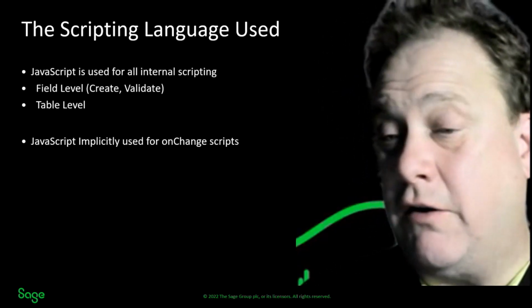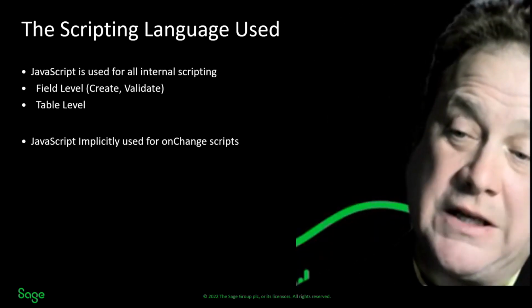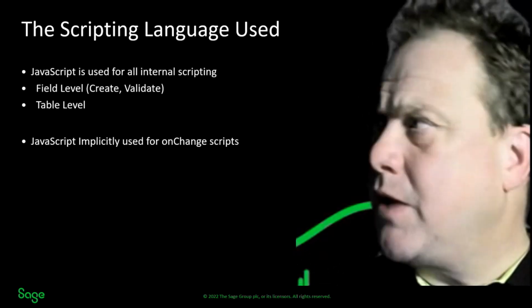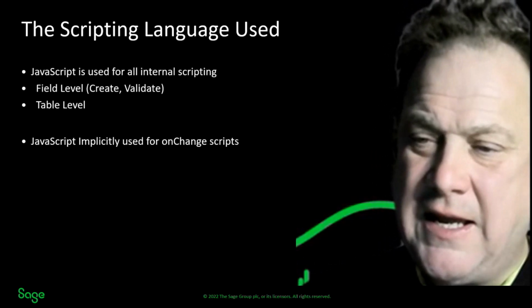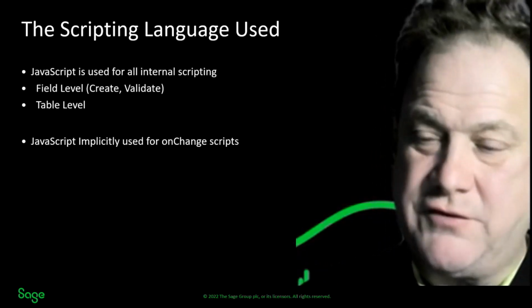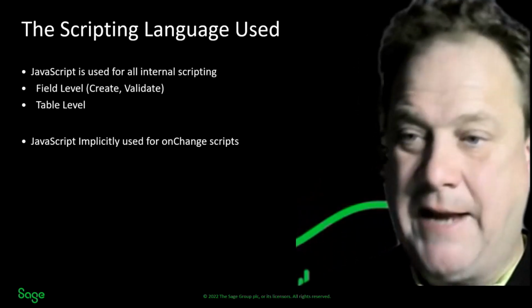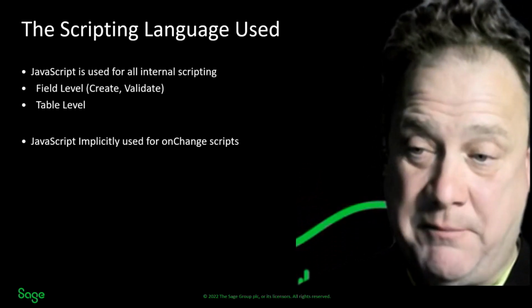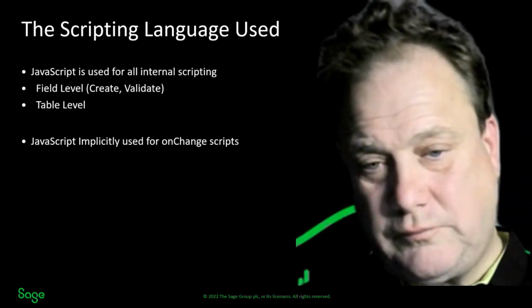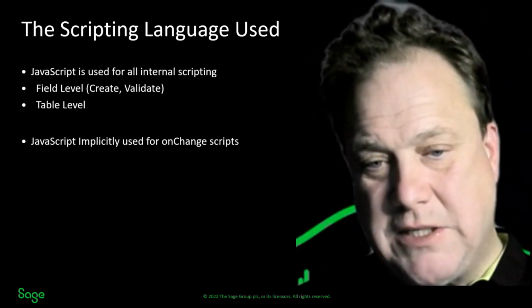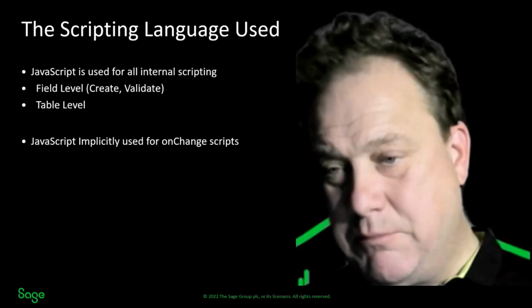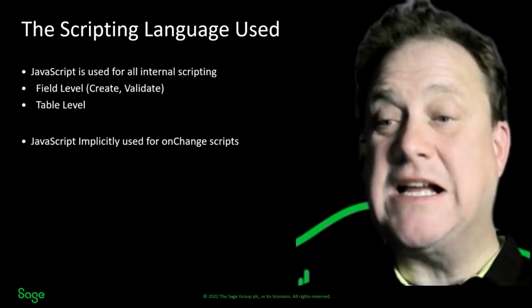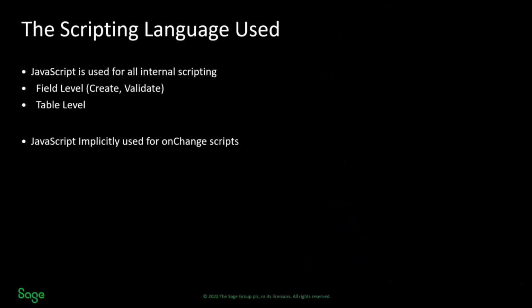Or in the case of the client side, I will use the client side API that we have, which is a simplified version of jQuery for us, aimed at the objects that we have inside the Sage CRM interface. JavaScript is used implicitly for on-change scripts. You don't need to declare the scripting language being used.